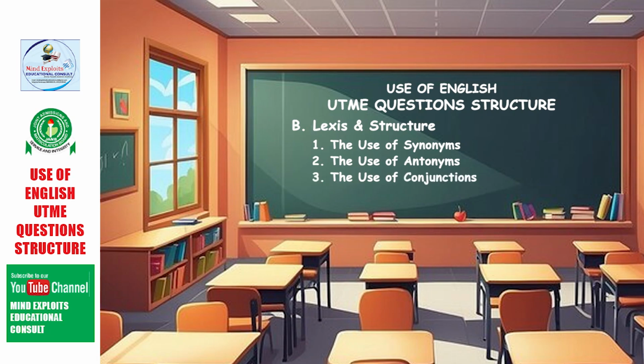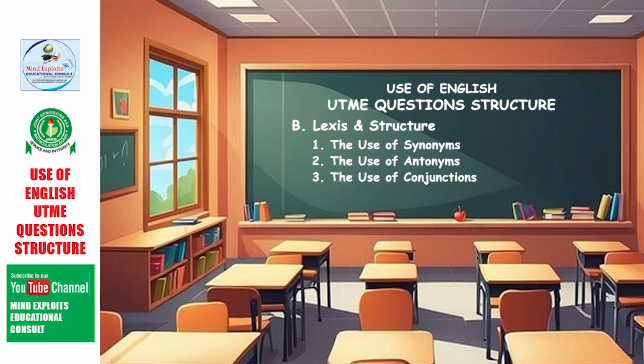Let's move to the use of conjunction. Conjunctions are words that connect words, phrases, or clauses in a sentence. You can call them linkers. They help to link ideas and provide clarity to the sentence. We have types of conjunctions. There are three main types of conjunction. The coordinating conjunctions. These conjunctions connect words, phrases, or clauses of equal importance. Examples are and, but, or, so, yet.